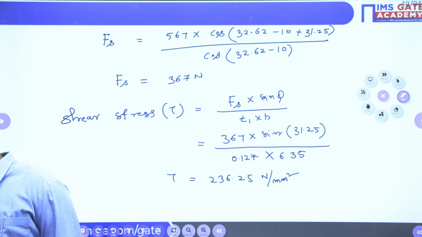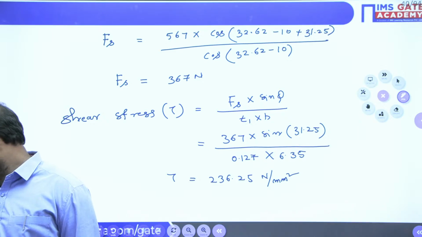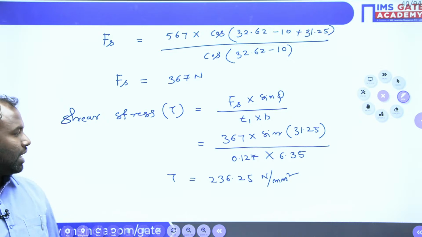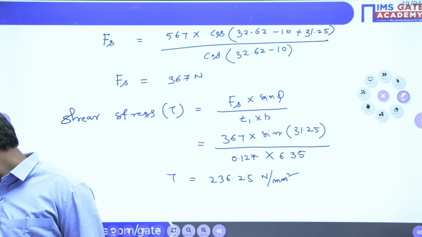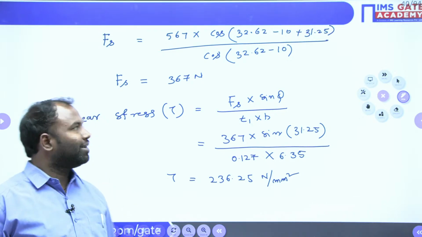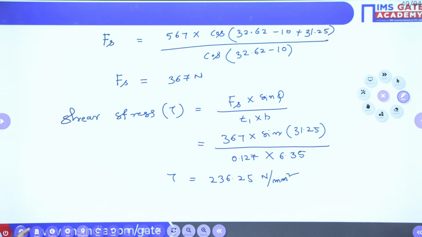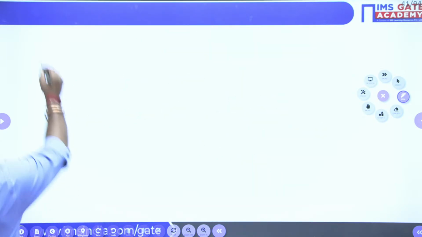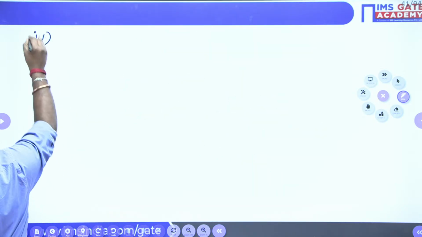Okay, next is power. Power we have to calculate. 236.5 Newton per mm square will come. Okay, right. Here we got that third question. Now let us go for the fourth question. What is the fourth one? We have to find power.